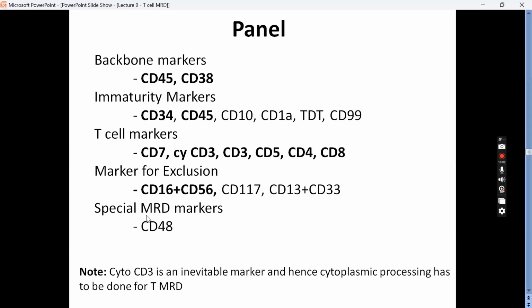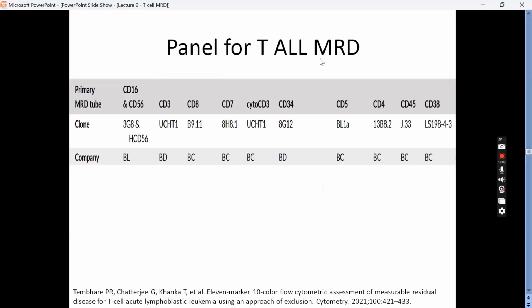But during the induction, intensified chemotherapy is given and the blast is subjected to a lot of chemotherapy, which can modulate the expression of markers. So some markers which are initially present at baseline can go negative, can go down-regulated. Some of the immaturity markers which I have shown here can go down-regulated. What are those? The most common ones include CD99, TDT, followed by CD1A, then CD10 and CD34.